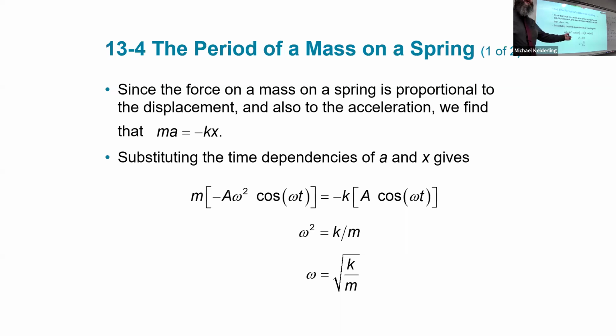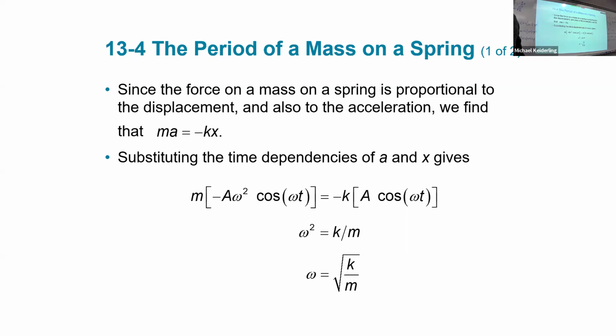So increase the spring constant, it's going to oscillate faster. Increase the mass, it will oscillate slower. And you can do similar things for other sorts of harmonic oscillators. So there's a similar relationship for, for example, a pendulum.